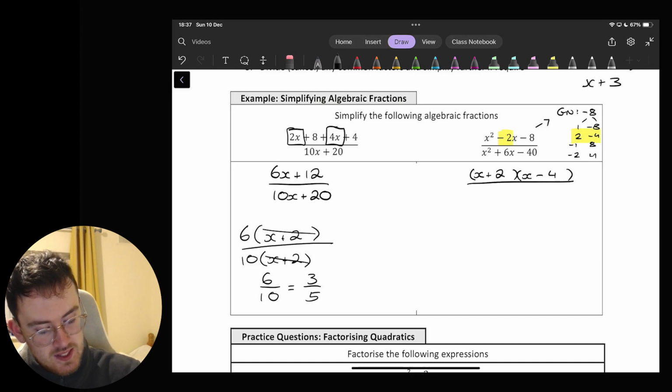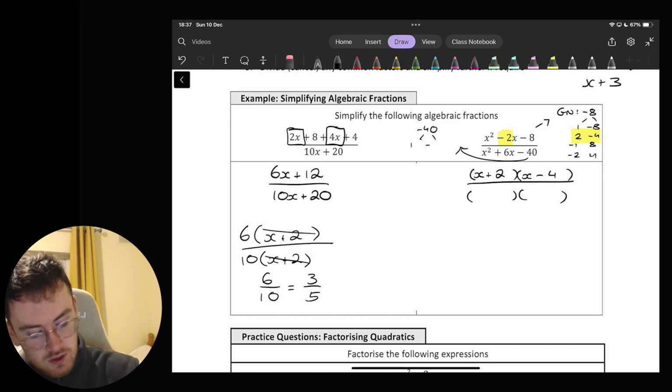Similarly on the bottom, I need here factors of minus 40. So that's going to be 1 and minus 40, 2 and minus 20, 4 and minus 10, 5 and minus 8.